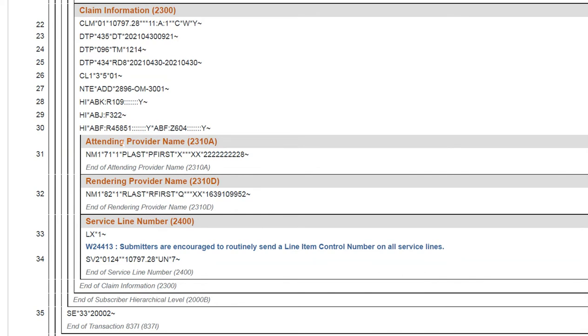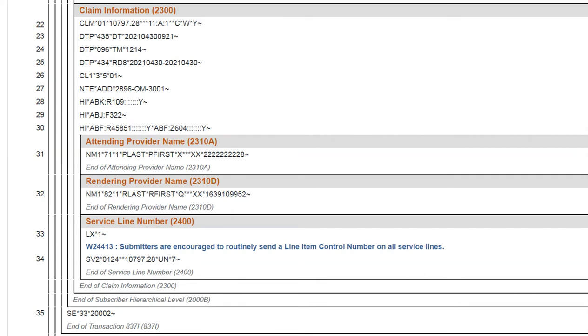So in the 2310A loop, this includes a number of different providers. You can have attending provider, rendering provider, you can have surgical providers, you can have other facilities. There's, you know, half a dozen other NM1 segments or more that can exist in here. This particular example shows us an attending provider name. This is required, of course, when the NM101 at the 2010 level, that's an institutional claim, so that's actually going to show the name of the hospital, so this will show the name of the doctor. And then the rendering provider is a situational loop. They've included it here. And then you have your service lines, which include your SV2 segments.